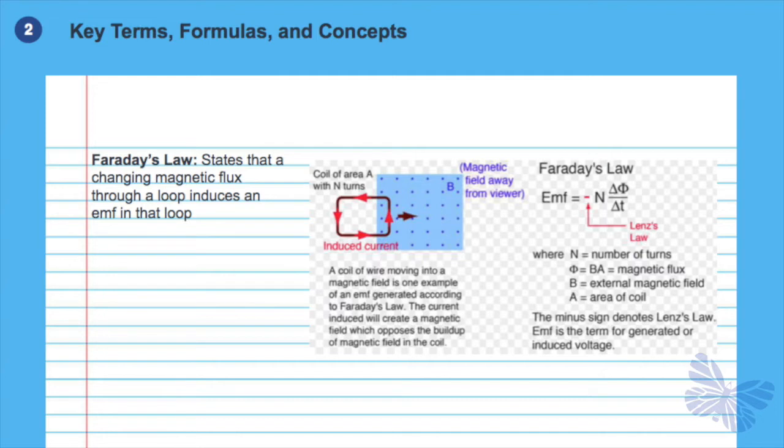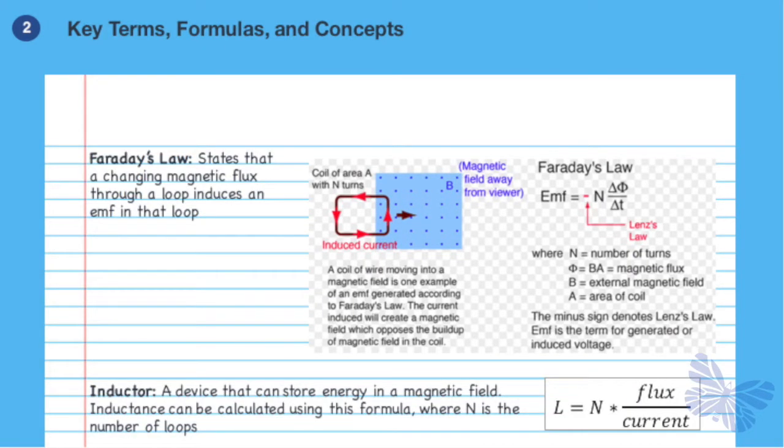And then here we define inductor. So I mentioned it earlier, but it's basically the analog of a capacitor in that it can store energy in a magnetic field instead of an electric field. And you can calculate inductance by finding the flux per unit current and then multiplying it by the number of loops in the inductor.